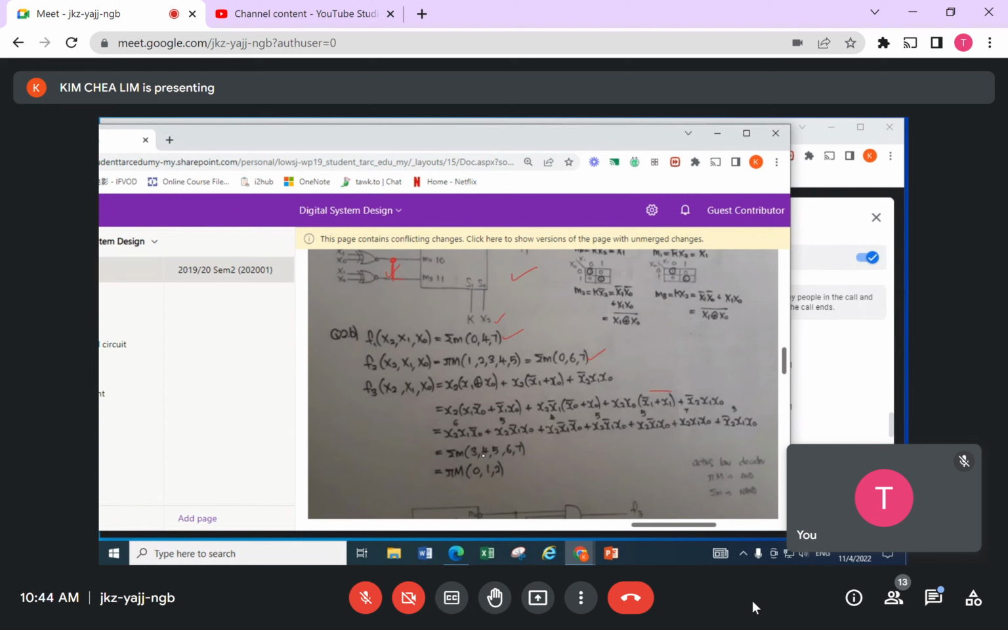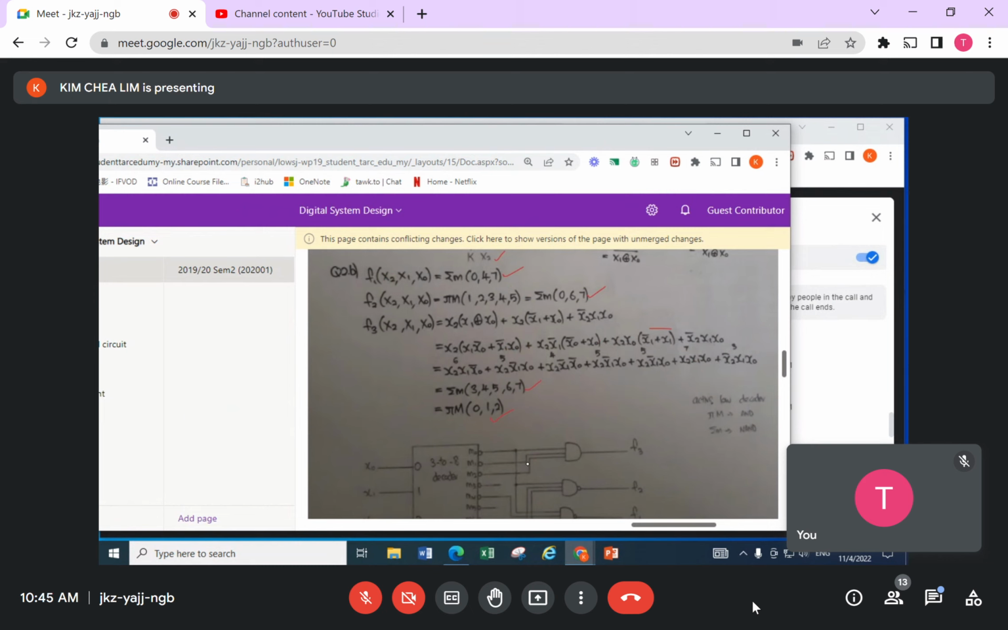3, 4, 5, 6, 7. Yes, correct. So any number of these is more than half, so you convert it into the other form of terms. From min term you convert to max term, or max term convert to min term. Take whatever is not available here. So 0, 1, 2.